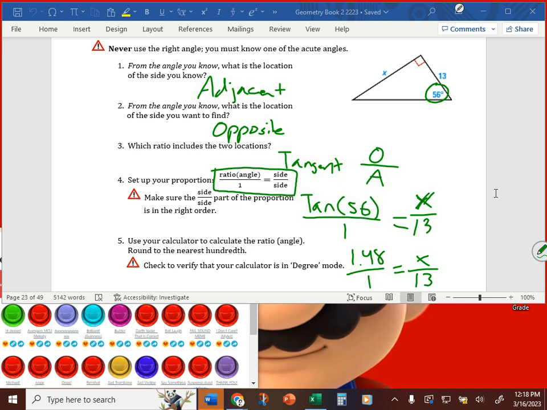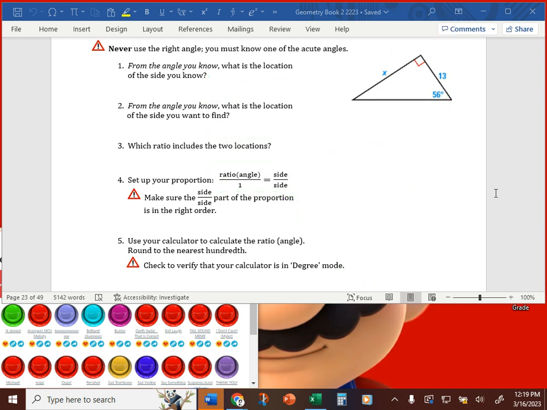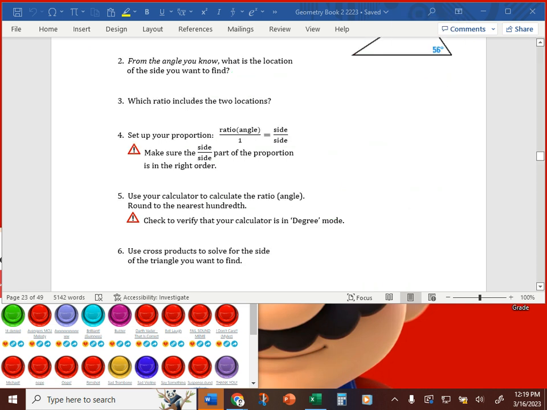From here, we go to cross products, right? We multiply 1.48 by 13. That equals x, and we get 19.24 as an answer. Okay? Any questions on that process? See how quickly we can go through this if you just let me blab? Well, yeah, we already did this. Well, that's true. All right. Let's go to the second page. We got some more.